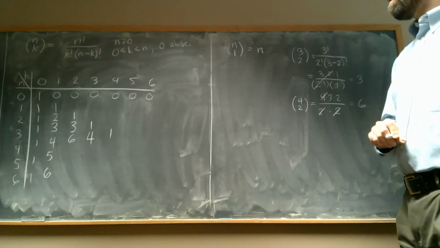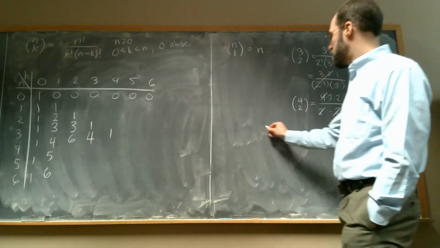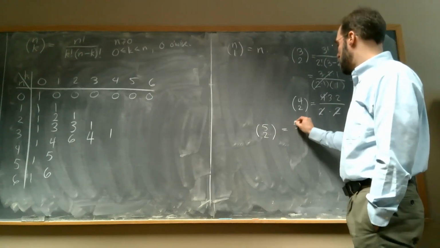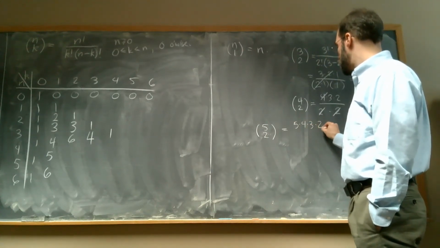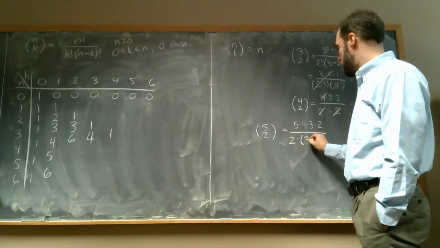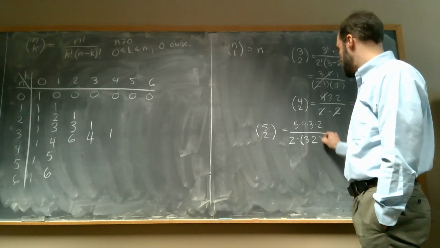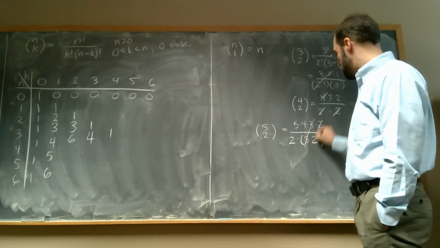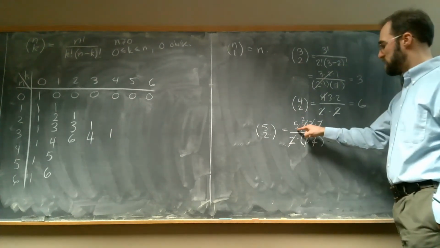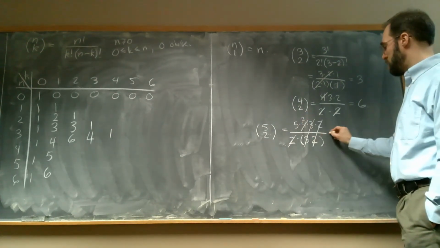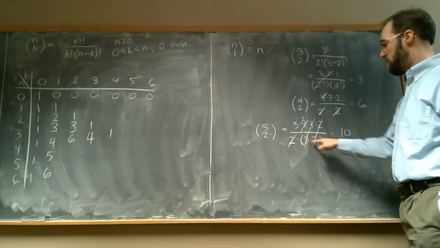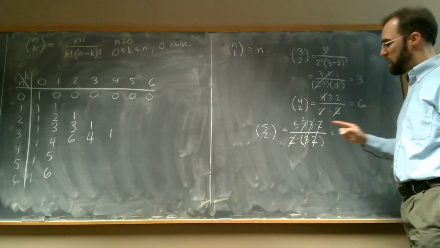Let's do one more example. 5 choose 2. So we get 5 times 4 times 3 times 2 over 2 factorial, and then 5 minus 2 factorial is 3 factorial. And I can cancel a bunch of things. The 2 cancels with the 4, leaving 2 up here. And so in the top I have 5 times 2, and I'm going to get 10. Incidentally, everything in the bottom is always going to cancel out. You're only going to be left with things on the top.